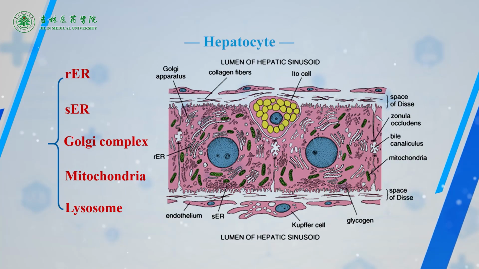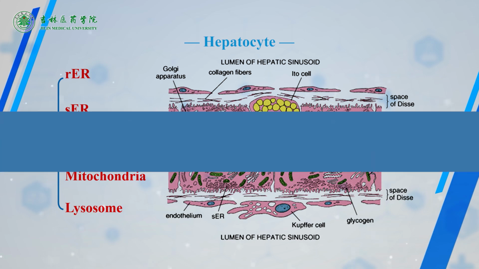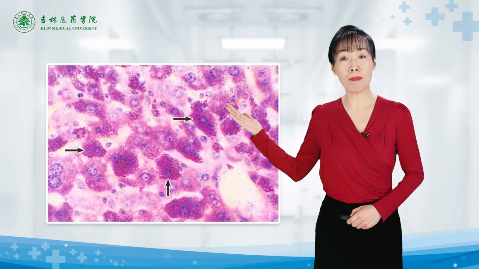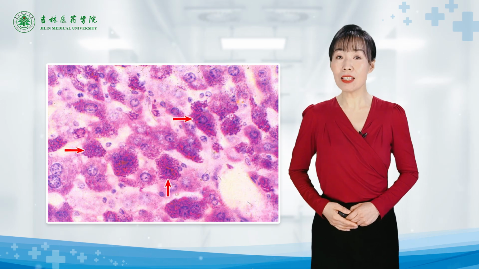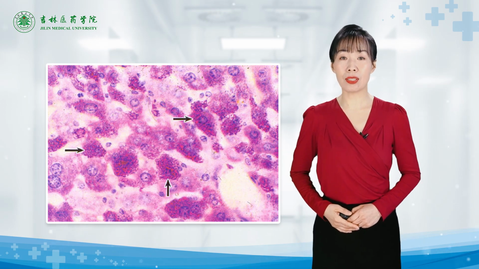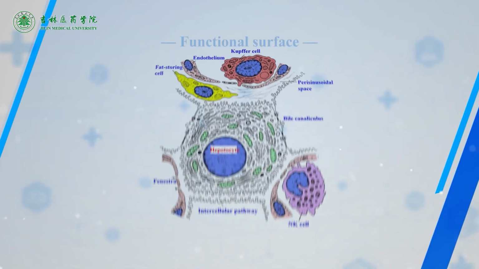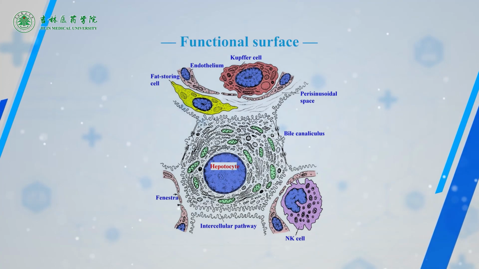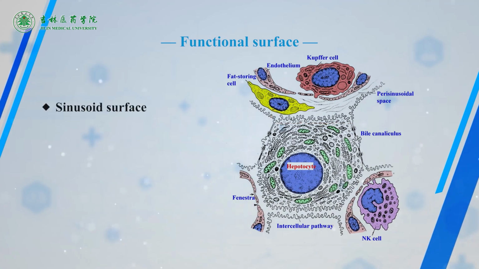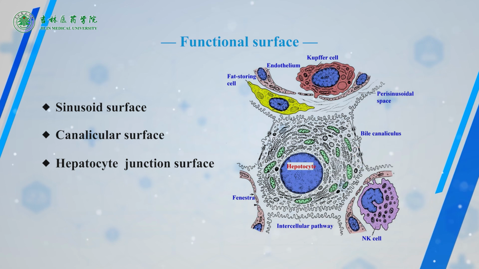The hepatocyte is rich in nearly all kinds of organelles, such as RER, SER, Golgi complex, mitochondria, lysosomes, and so on. It is also the cell with both endocrine and exocrine functions. This is the liver seen by PAS. We can see numerous glycogen granules in the cytoplasm, seen in purple red. The hepatocyte contains three functional surfaces: sinusoidal surface, canalicular surface, and hepatocyte junction surface.